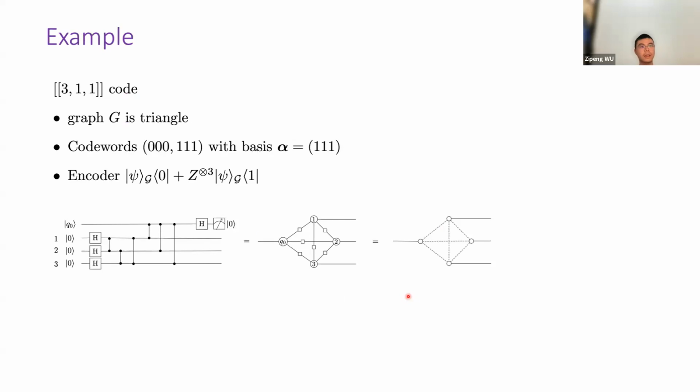So consider a [[3,1,1]] graph code. The associated graph is a triangle. The code words are 000 and 111. The basis of this code word should be 111. So the encoding circuit can be readily transformed into this ZX encoder diagram. Mathematically, this encoder can be written as this, which encodes the 0 state into the triangle graph state, and the 1 is encoded into ZZZ acting on the graph state.